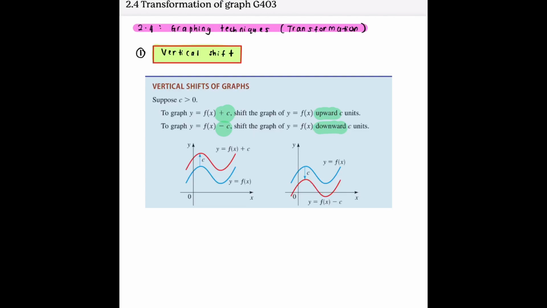Okay, Bismillahirrahmanirrahim. This video is about the fourth subtopic from chapter 2, which is transformation of graph. So we have a total of 4 techniques, 4 methods to transform your graph. The first one is the vertical shift.